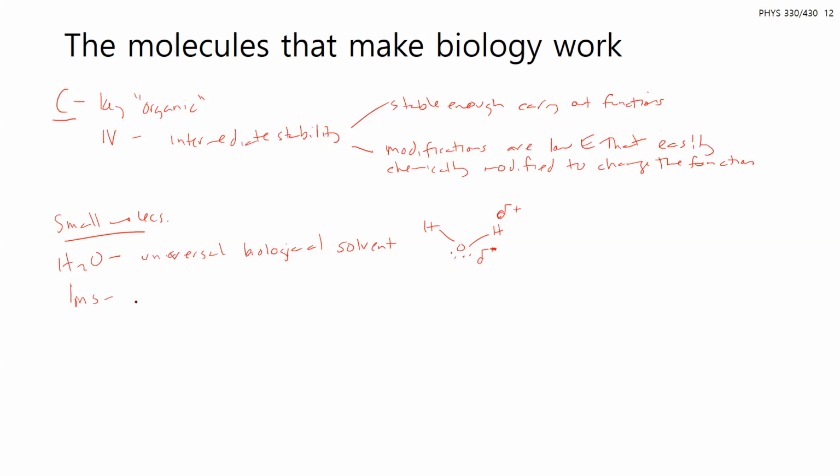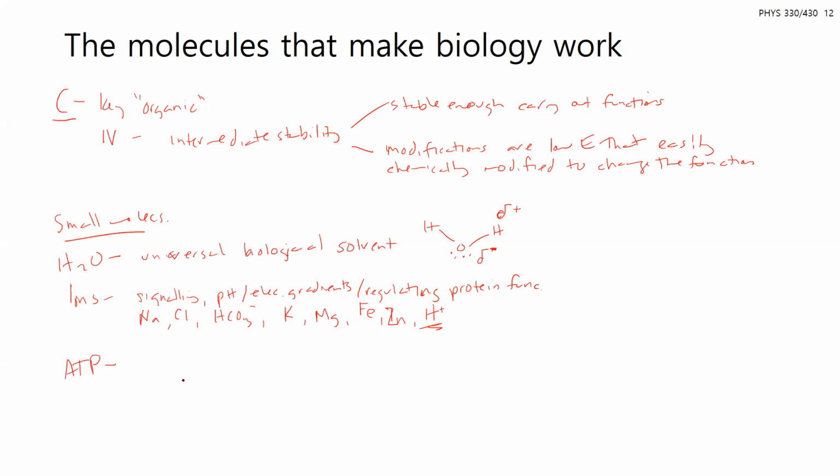Ions you'll also commonly see in biology that play a role in signaling, in pH or electrical gradients or potentials, or regulating protein function. And these include sodium, chloride, carbonate, potassium, you'll hear potassium pumps, magnesium, iron, like with hemoglobin and red blood cells, zinc, with zinc fingers on proteins, and of course the hydrogen ion as well. And then of course the energy unit within biology is ATP, adenosine triphosphate.